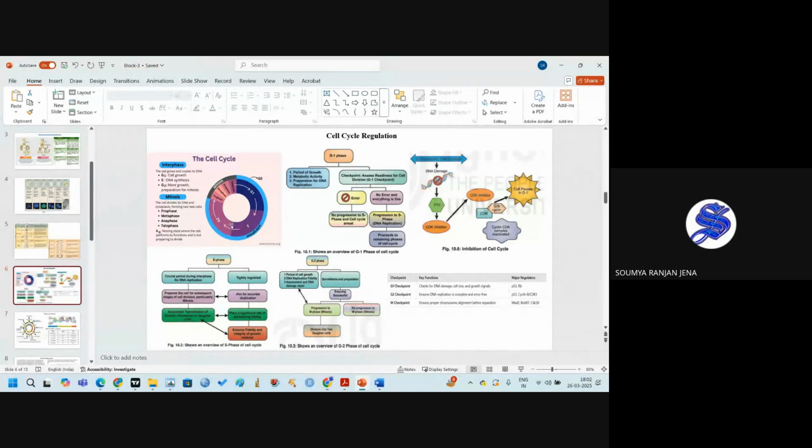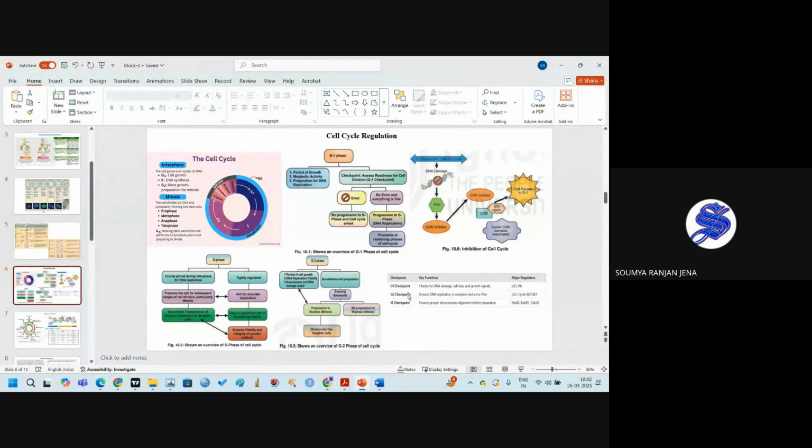If you go to the G2 checkpoint, that is S to G2. In this S to G2 checkpoint, it ensures whether DNA replication is completely done or not, or whether any error is there or it is error free. If error free, then it will progress from S to G2 phase. And this will also be checked by P53, cyclin B and CDK1.